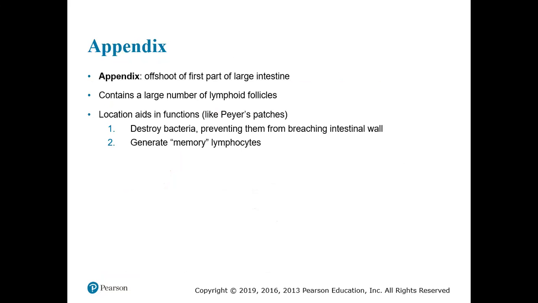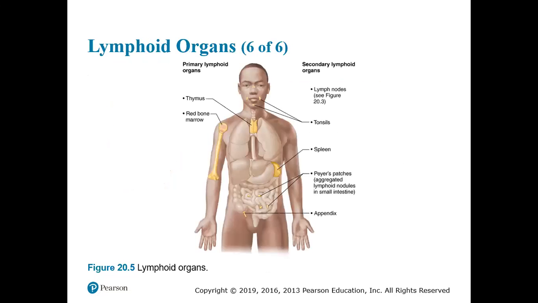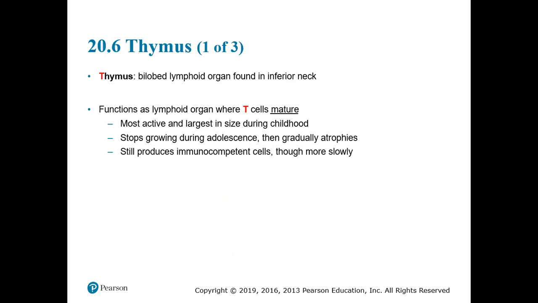What about the appendix? It's kind of an offshoot of the first part of the large intestine, and its location aids it, like Peyer's patches, in destroying some bacteria and preventing them from breaching intestinal walls. So it's also another way of generating memory lymphocytes. Again, taking a look at this, we have our thymus, bone marrow, tonsils, our spleen, our Peyer's patches, and we have our appendix there.